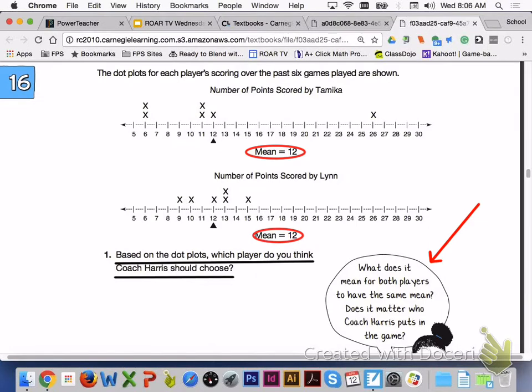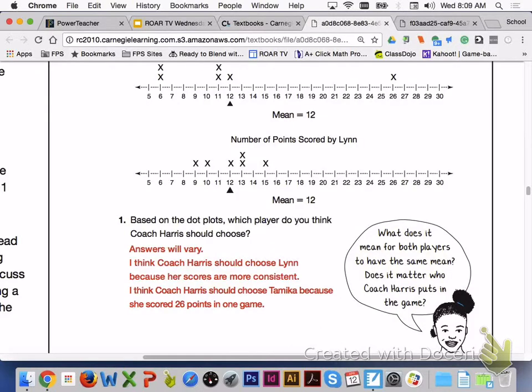What does it mean for both players to have the same mean? Does it matter who Coach Harris puts in the game? Based on the dot plots, please answer number 1 with your group members. For number 1, your answers could vary. If you think Coach Harris should choose Lynn, maybe it's because her scores are more consistent. If you think Coach Harris would choose Tamika, maybe it's because she scored 26 points in one game.